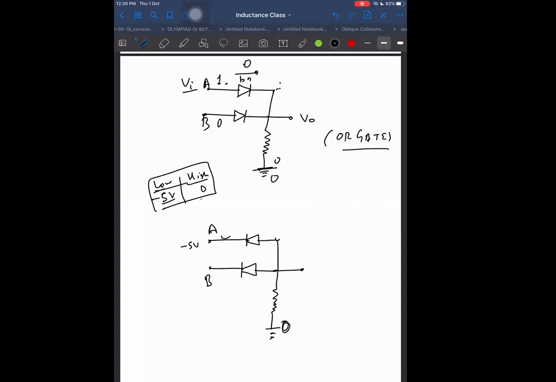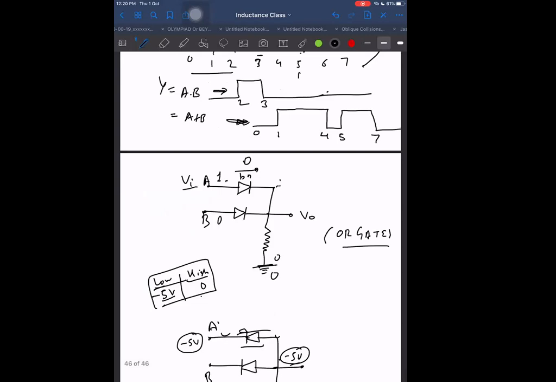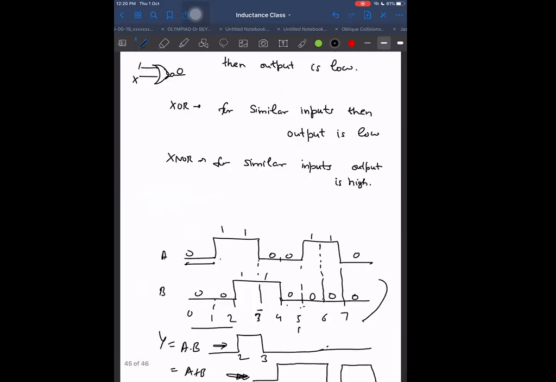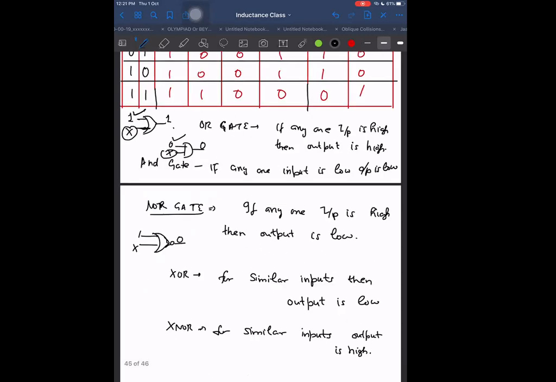If I give minus 5, then it starts conducting. If it starts conducting, then it is like a short circuit. Then here also we will obtain minus 5 volt. Means if I am giving low here, I am obtaining low here. Any one of these I give low, then I obtain output as low. Where that happens, any one of these is given low, output obtained is low, then it is nothing but an AND gate.